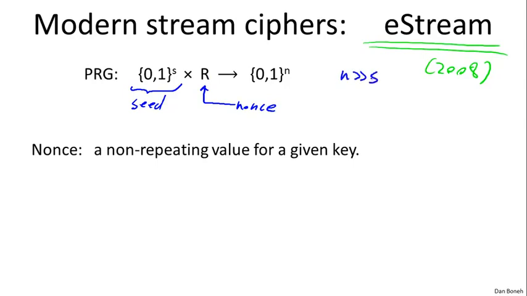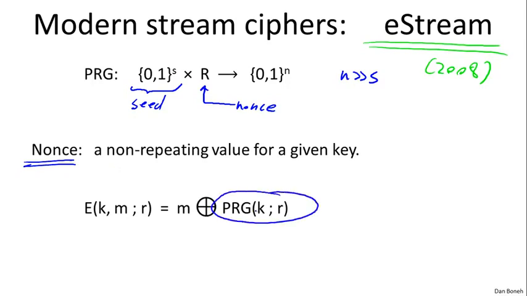So n here is much, much, much bigger than s. Now, when I say nonce, what I mean is a value that's never going to repeat as long as the key is fixed. And I'll explain that in more detail in just a second. But for now, just think of it as a unique value that never repeats as long as the key is the same. And so, of course, once you have this PRG, you would encrypt, you get a stream cipher just as before, except now, as you see, the PRG takes as input both the key and the nonce.